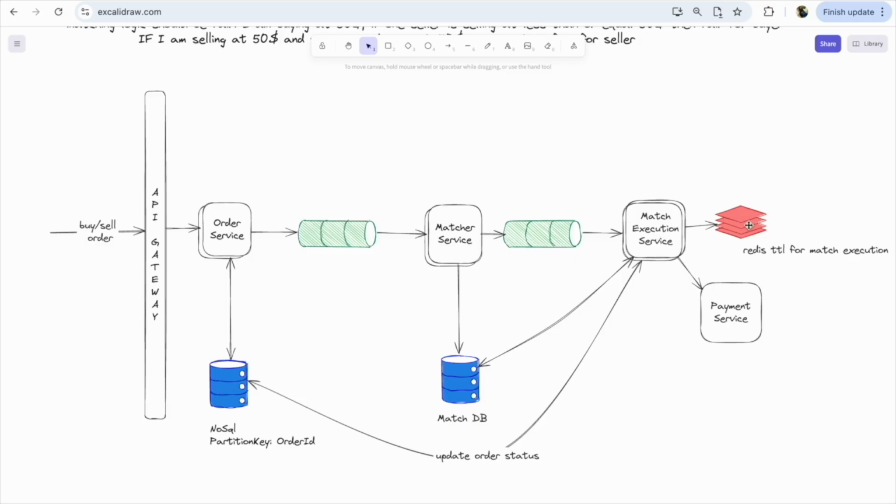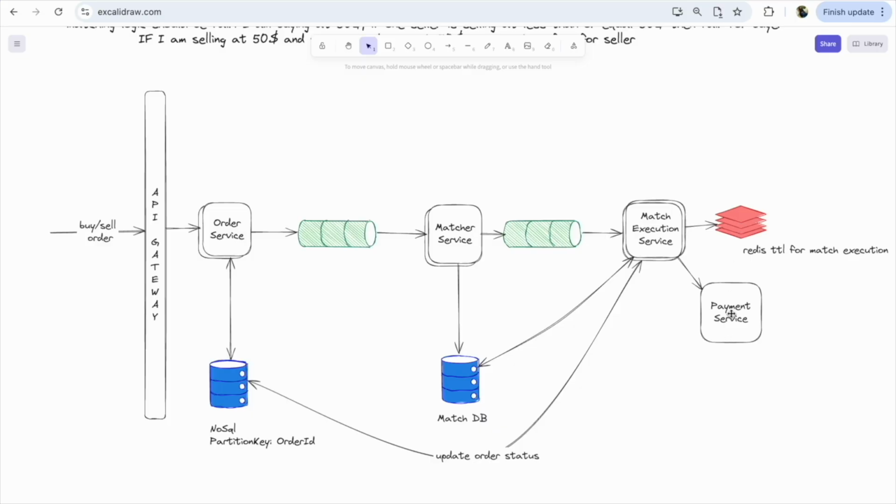If before the timer expires the payment service has come back with a failure, then also we have to roll back the transactions we made in these databases. If after the timer expires the payment fails, we are good, right? The timer has expired, then of course we have rolled back the transactions in this database, and the payment also failed.